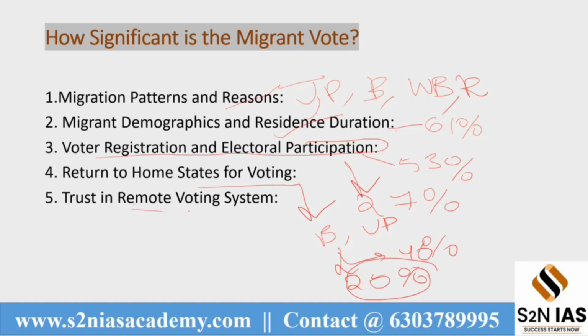Next, trust in the remote voting process. 47% of respondents tend to trust the proposed remote voting machines, while 31% express distrust. There is a notable gender difference in trust, with 50% of men trusting it and only 40% of women. Trust in the system is higher among the better educated individuals. So this is the significance of the migrant vote.